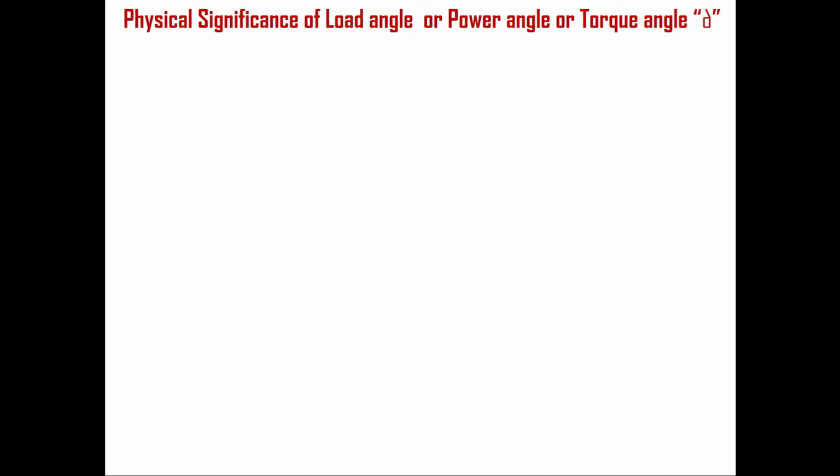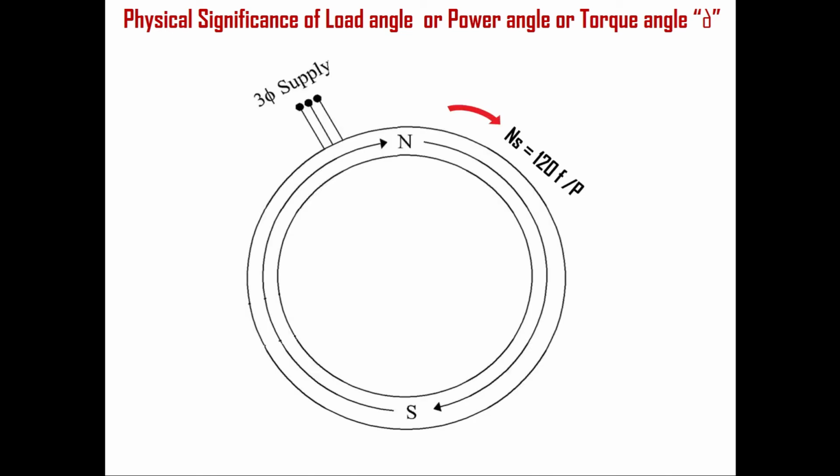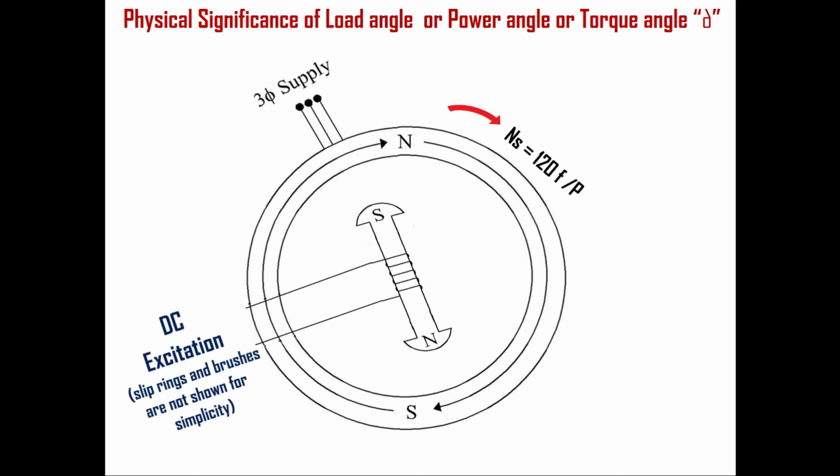We know that when a three-phase supply is given, the rotating magnetic field is created in the stator and rotates at synchronous speed Ns, which is equal to 120 F divided by P. When load is applied to the synchronous motor, then the rotor will lag the stator magnetic field as shown here. However, there will be a magnetic locking between the opposite poles of rotor and stator. Due to this magnetic locking, the rotor speed Nr will also be equal to synchronous speed Ns.